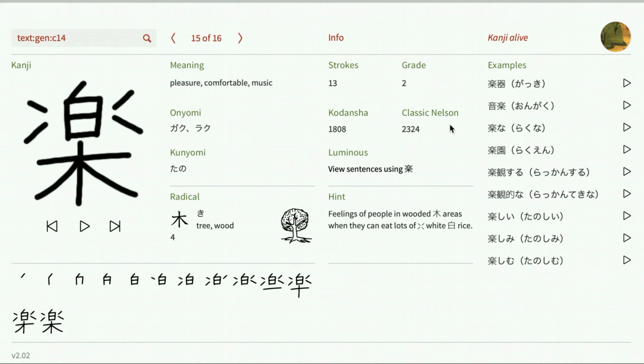Ongaku, pleasant sounds. Raku, rakuna is something that's comfortable or easy. Rakuen, this is the en of koen. Rakuen means paradise. Rakkan suru, to be optimistic, literally to have a pleasurable perspective or outlook. Rakkan teki, optimistic. Tanoshii is fun. Tanoshimi is enjoyment. So adjective, noun, verb, tanoshimu, to enjoy oneself.